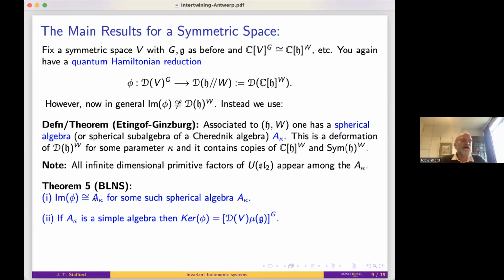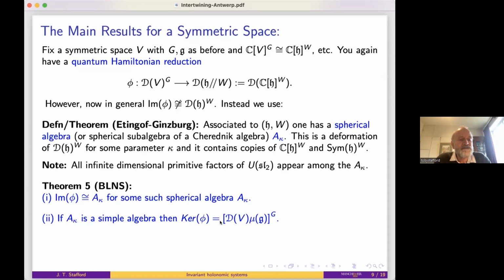And secondly, at least when the image is a simple algebra, then the kernel of phi are the obvious elements. So to think about this for a minute, the quantum Hamiltonian reduction says we're going to act on invariant functions. So in that case, certainly the image of my Lie algebra is going to act as 0. So the kernel of phi is going to contain the left ideal generated by d of g and then G invariance. And the content of the second part is that that's nothing else. Those are the only elements we find in the kernel.